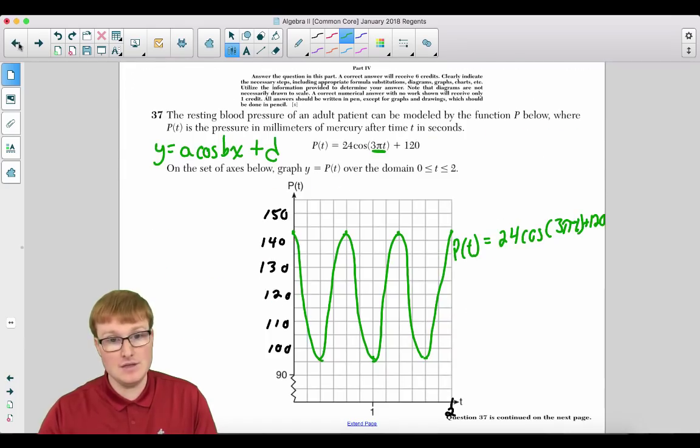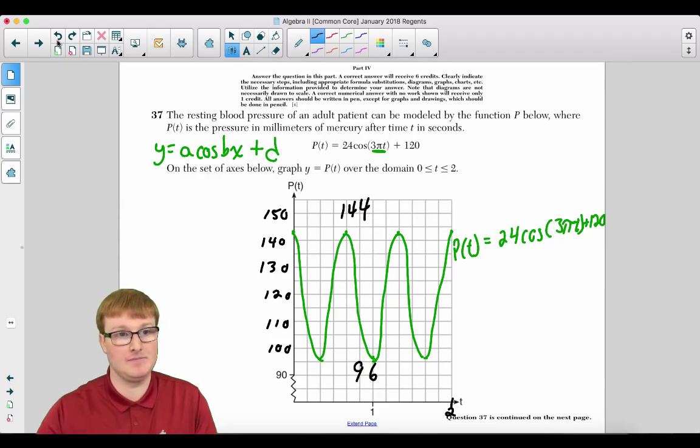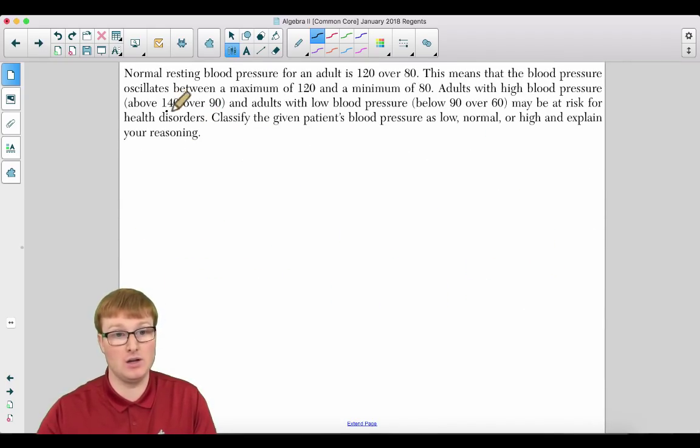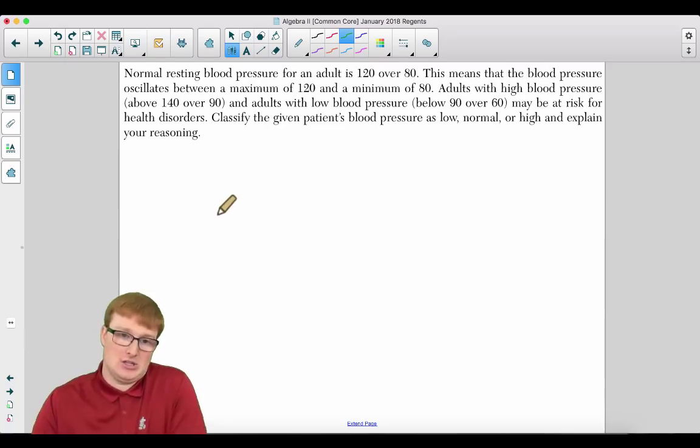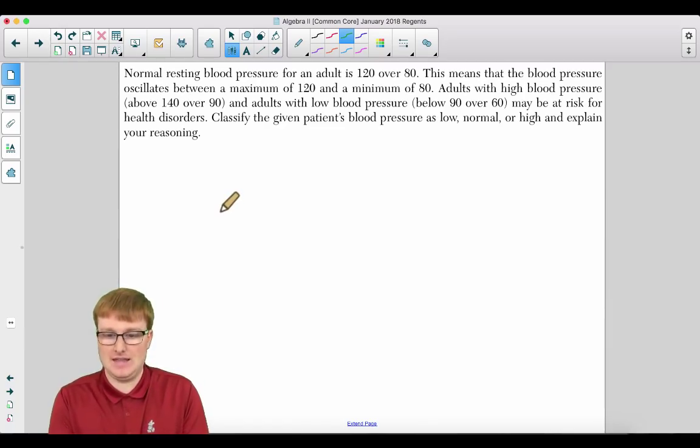Well, the maximums are 144. The minimums are 96. That is certainly above 140 and above 90. So this patient does have high blood pressure.